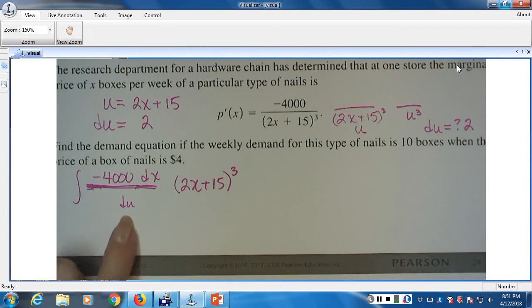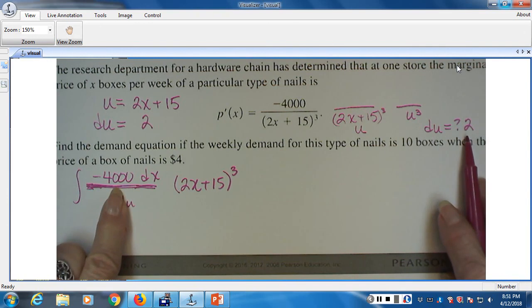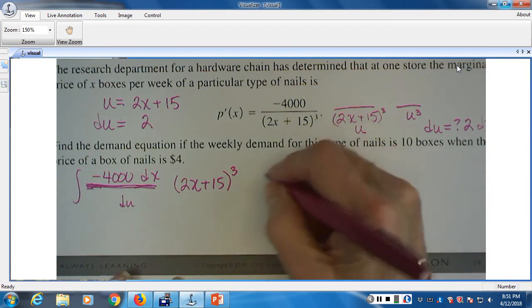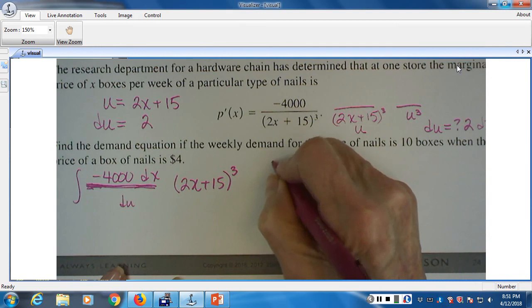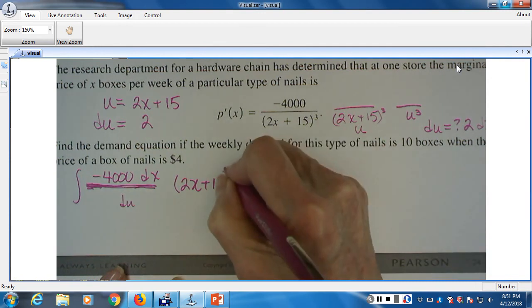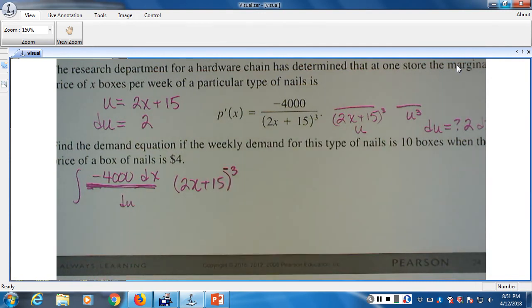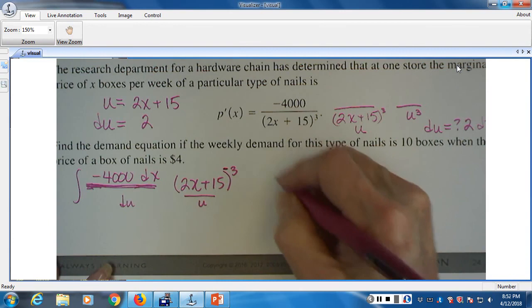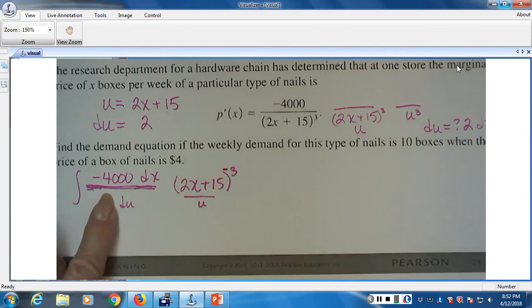So somehow I've got to turn this into that. Actually, that really is 2 dx, but that's kind of redundant. So the way that I need to do that is, first of all, oh, and this is actually to the negative 3. Sorry about that. That's actually to the negative 3. But that's still u. I can rethink what this is.